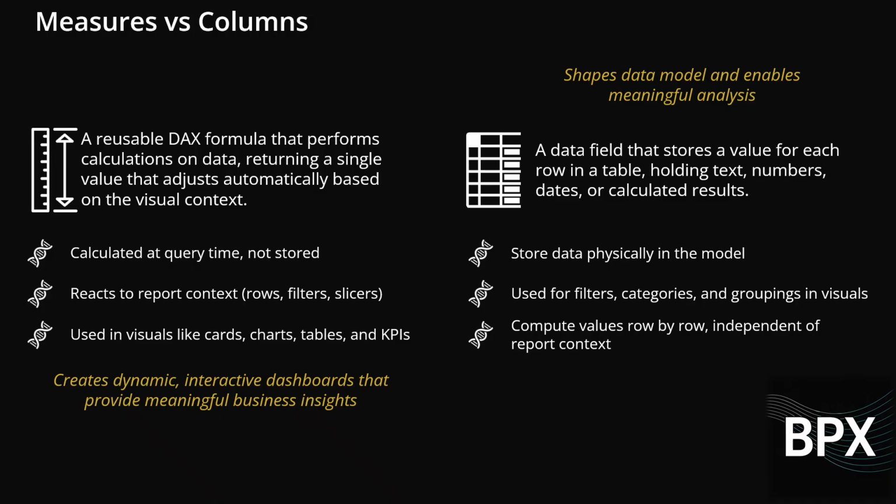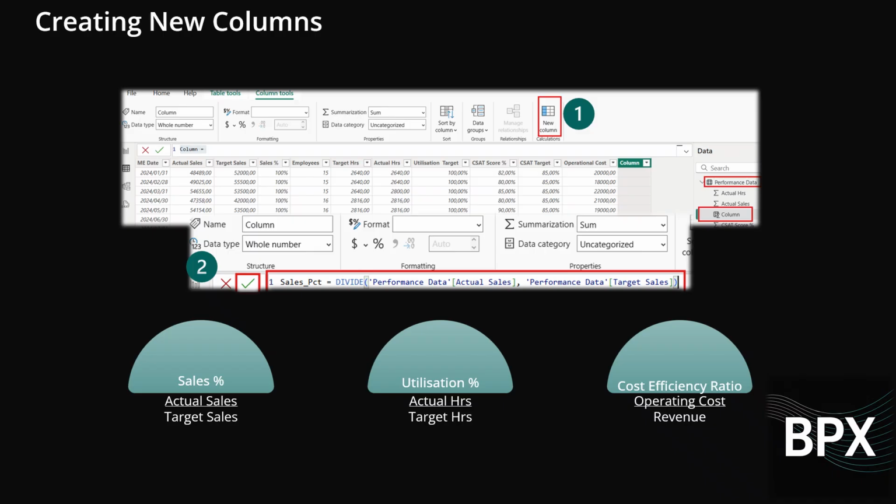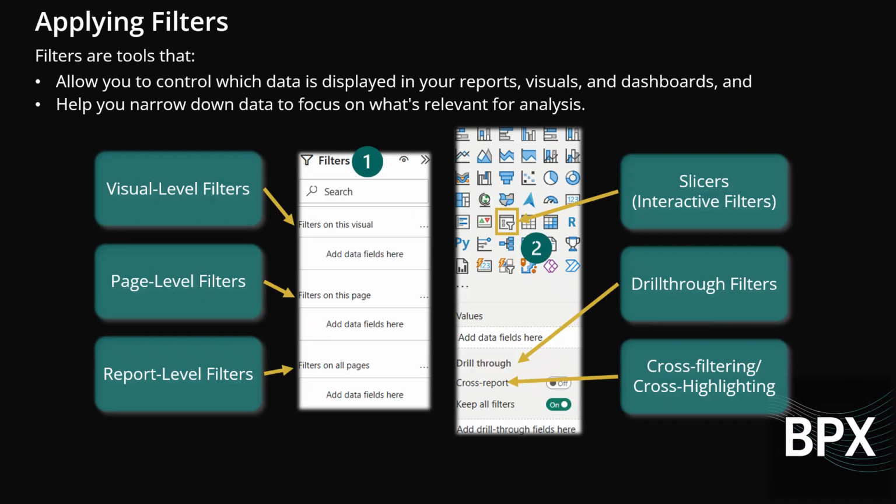slices in real time. To create new columns in Power BI, go to the Modeling tab and select New Column. Then, enter your formula in the formula bar to generate calculated fields. These columns are computed row by row and stored in the data model. Common examples include calculating performance ratios like sales percent, utilization percent, or cost efficiency. These custom columns help enrich your dataset and support deeper analysis across visuals and filters.